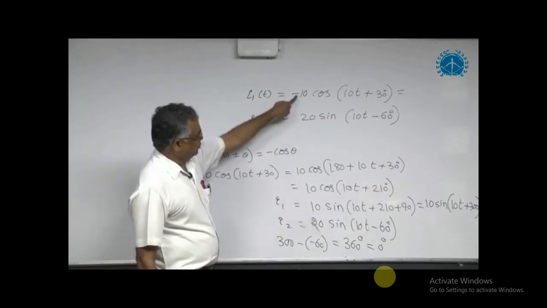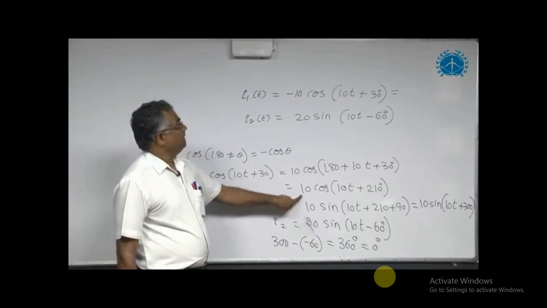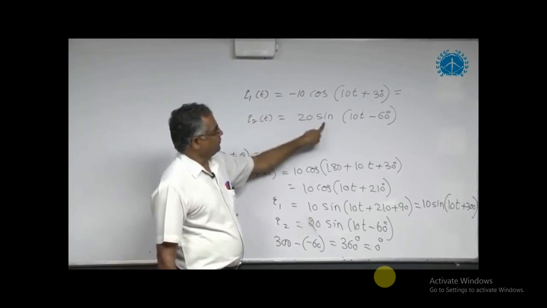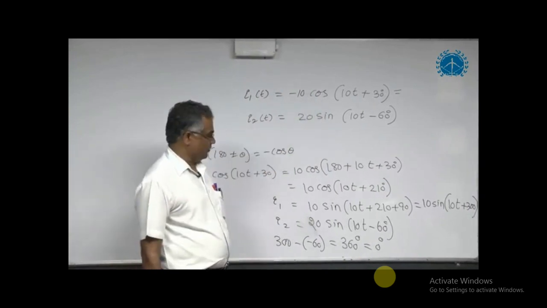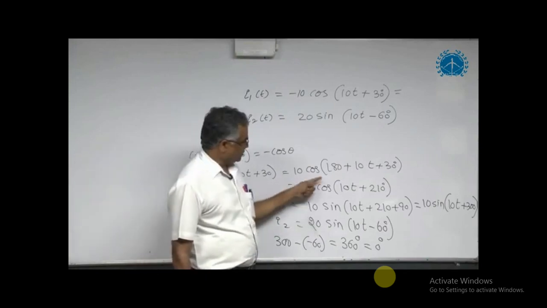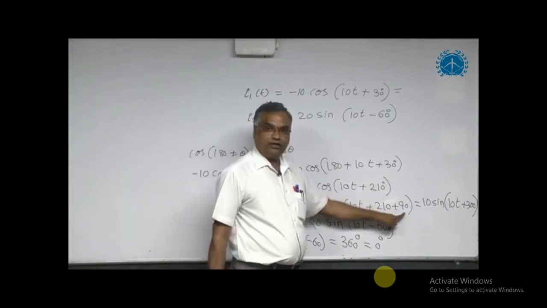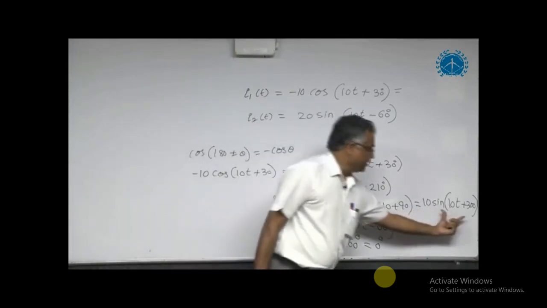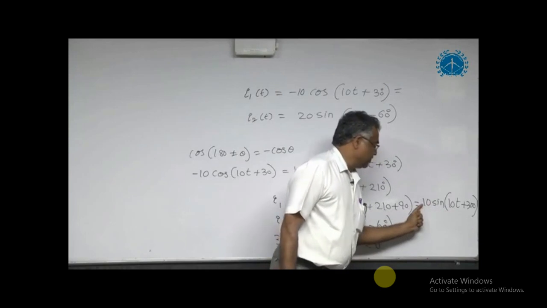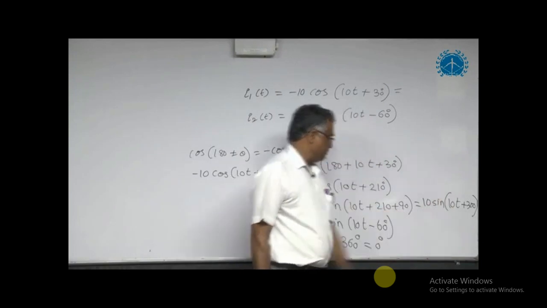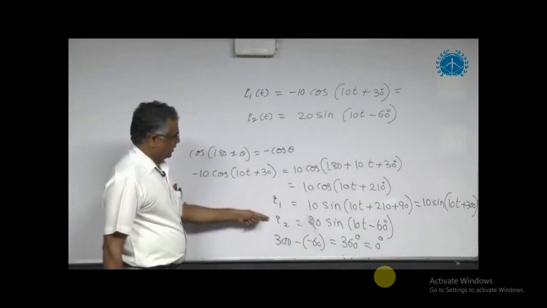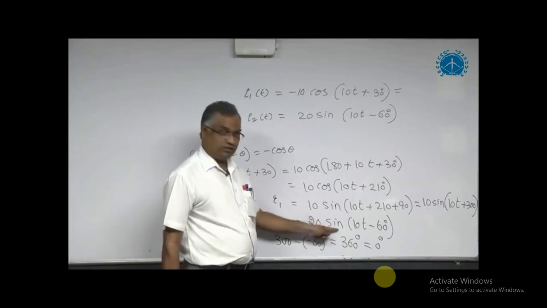Now this negative is changed into positive, but this is cos form, this is sine form. Cos also has to be changed into sine form. To change a cos function into sine, add another 90 degrees. So it will become this. So the amplitude is positive, and the function is also in sine form. The second function I2 is already positive and is in sine form.